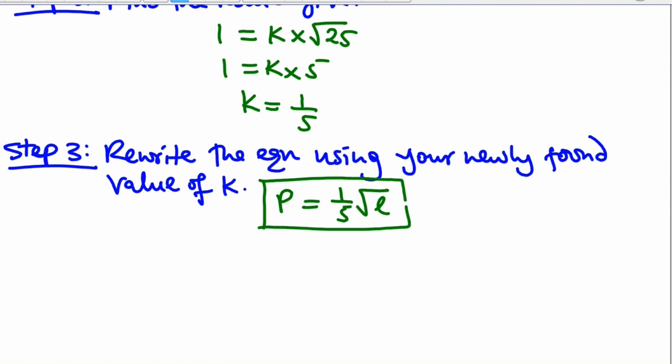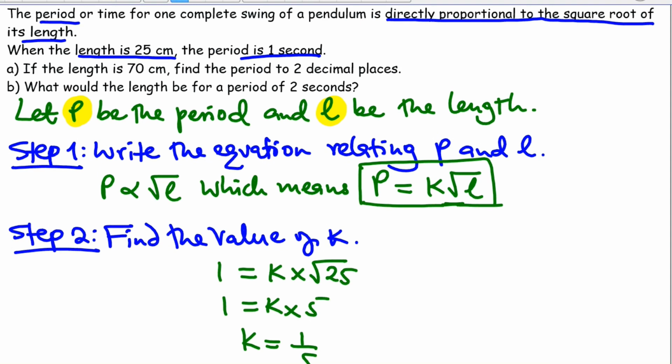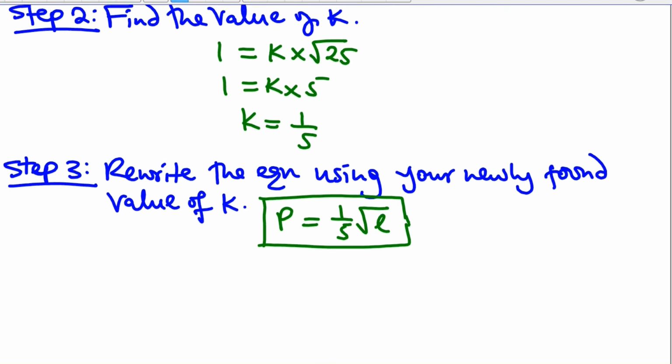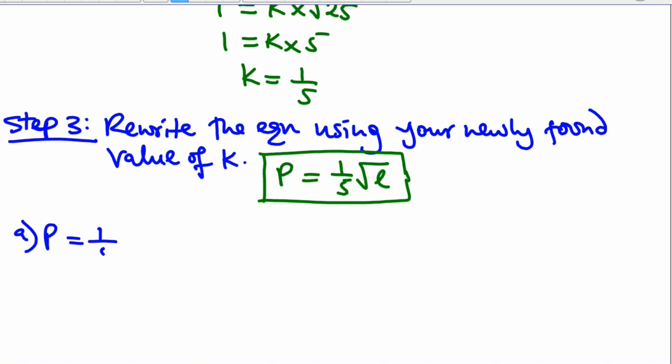Okay. And now we can use this to work out the remaining questions. So if the value of L is 70, find the period. For part A, the period will be equal to 1 over 5 multiplied by square root of 70, and just plug that in your calculator and you'll get 1.67 seconds.